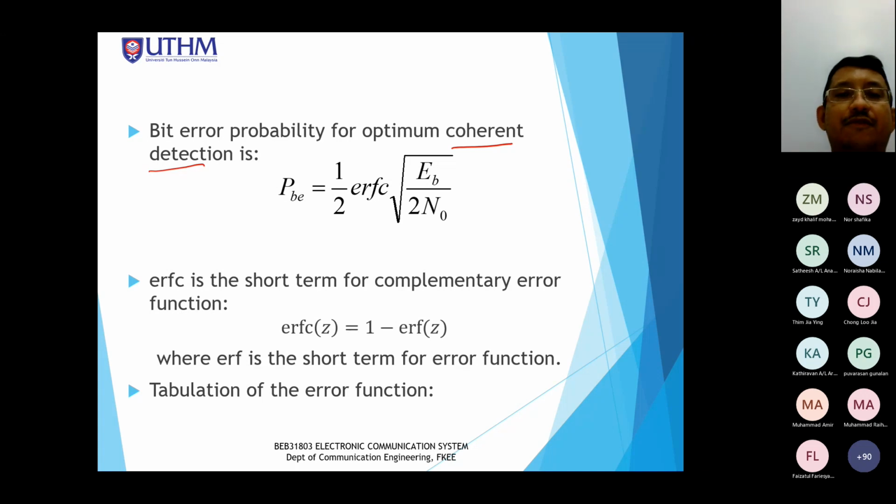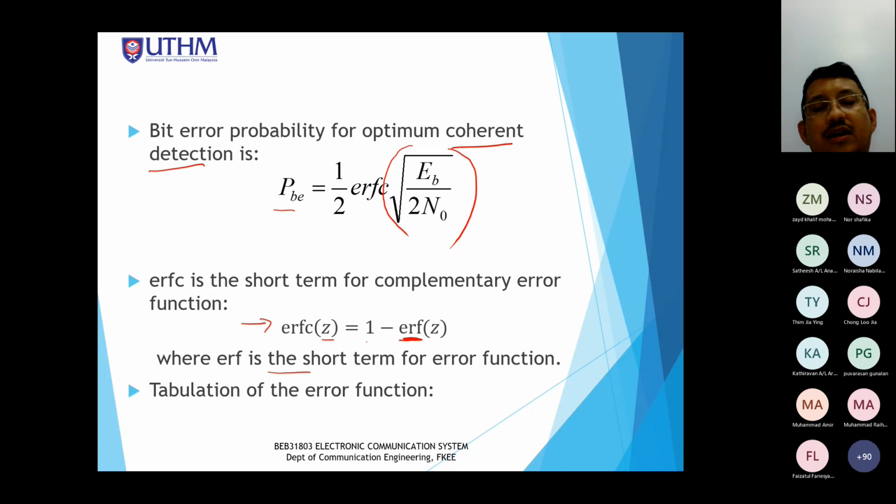So for ASK with coherent detection, it is 1/2 complementary error function, and I suggest you put brackets, square root of EB/2N0. This is energy per bit over noise power spectral density. ERFC is short for complementary error function. For example, ERFC of Z is equal to 1 minus ERF of Z, where ERF is short for error function.